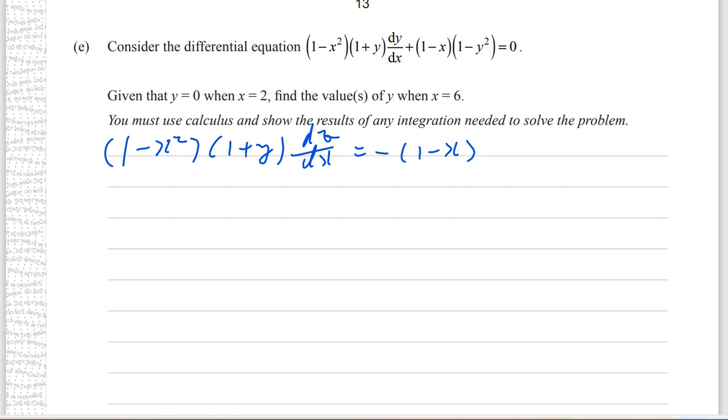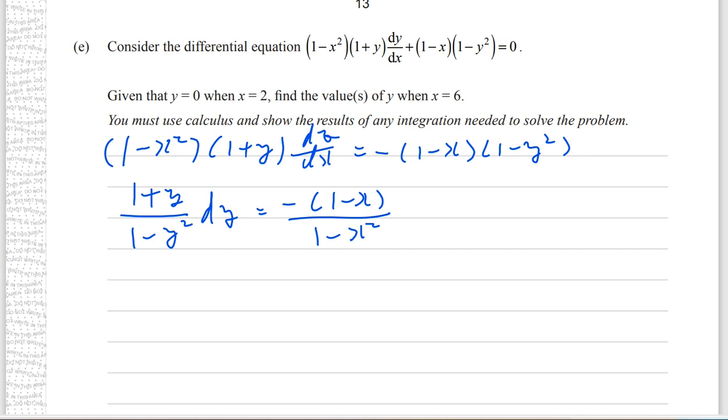Minus (1 minus x)(1 minus y squared), isn't it? Then all the terms with y on the left hand side, all the terms with x on the right hand side. So to do that, first of all, times by 1 over (1 minus x squared) on both sides, and 1 over (1 minus y squared) on both sides, and then times by dx. That leaves (1 plus y) over (1 minus y squared) dy equals minus (1 minus x) over (1 minus x squared) dx. Before I put the integral sign, I'm going to factorize the denominators.